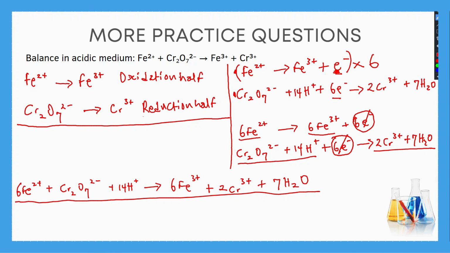So now, at this point, we want to do a little practice. We want to find out if the charges are balanced and if the atoms on both sides are balanced. So let's check it out real quickly.